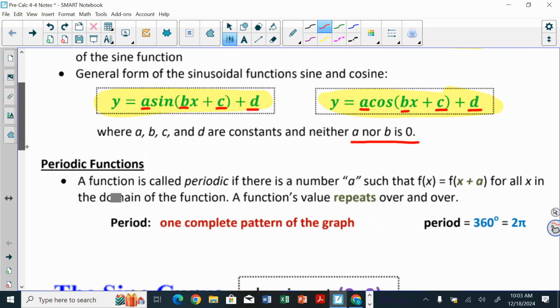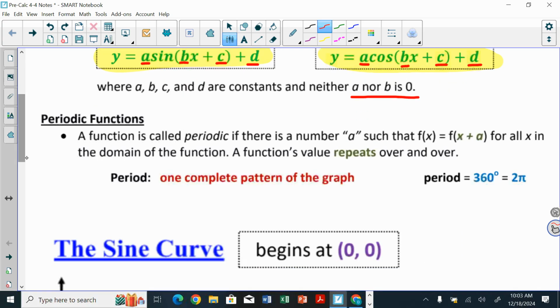So let's get to the basics of it. A function is called periodic if there's a number a such that f of x plus a equals f of x for all x in the domain of the function; it repeats over and over. Basically, a period is one complete pattern of the graph. It's going to start and stop at the same place, and then repeat over and over again after that.